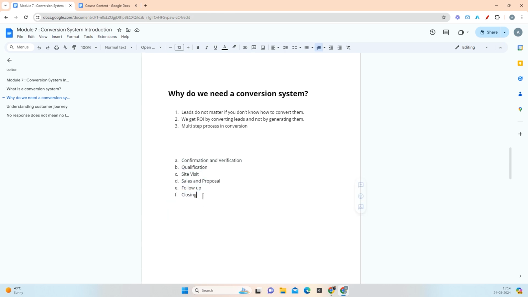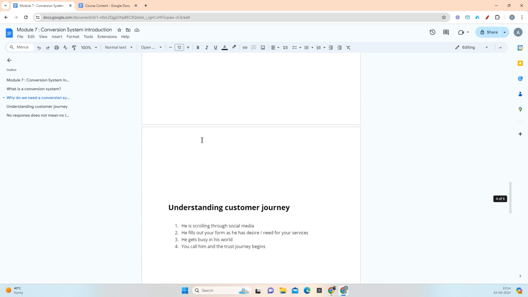So all the steps involved, right from generating a lead to closing them, come under the conversion system. As it is a multi-step process, that is the reason why we need a conversion system. We are not going to call people and say, "Hey, I saw that you filled out a form, you filled out an inquiry," and expect that person to send us money. There is a complete multi-step process that takes place, and that is the reason why we need to design and develop a proper conversion system.